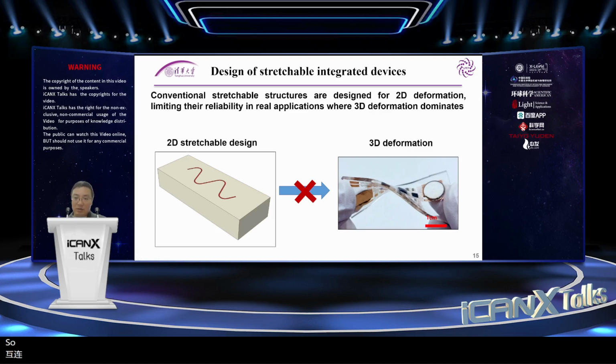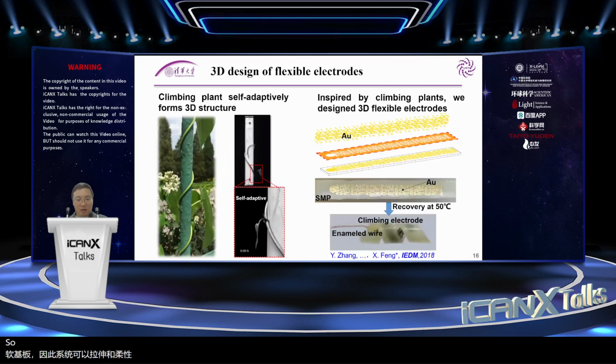So every component unit and the interconnects are integrated with the soft substrate. Then the system can be stretched and flexible. So how do we make the interconnect just like a spring?